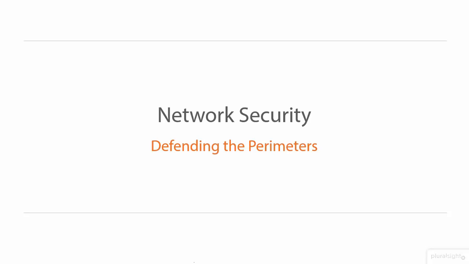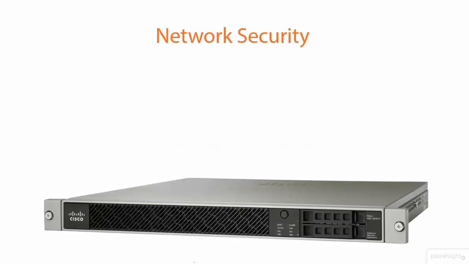Okay, next we have network security, and this kind of boils around defending the perimeter, right? Defending the perimeters of our network. So with network security, we want to take a look at a few things. MAC limiting and filtering, okay? We'll talk about what that means.